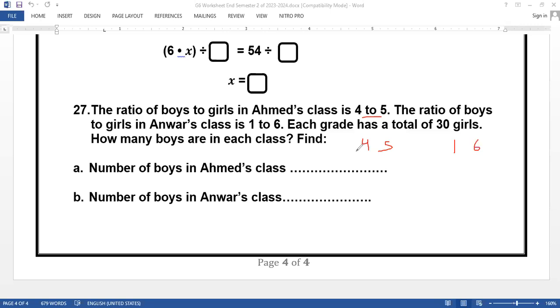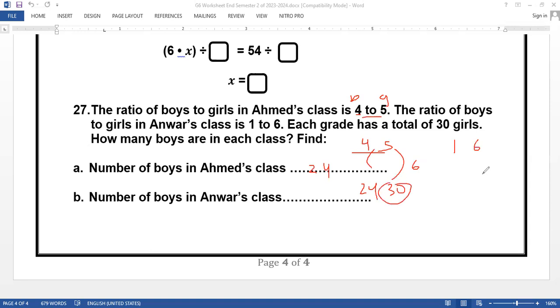Of course, it's very obvious that Ahmed class will have more because for 5 girls we have 4 boys. The first number is boys. The second number is girls because he said the ratio of boys to girls. But I want 30 girls. So I multiply by 6. 4 times 6, 24. So we have 24 boys in Ahmed class because he asked for 30 girls.